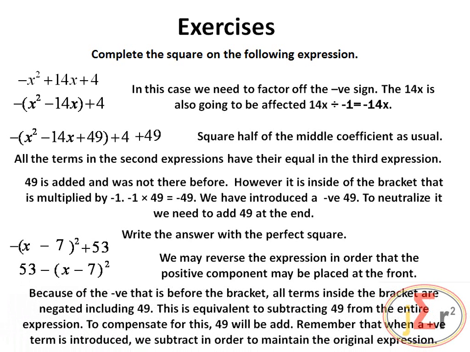Because of the negative that is before the bracket, all terms in the bracket are negated, including the 49. This is equivalent to subtracting 49 from the entire expression. To compensate for this, 49 will be added. Remember that when a positive term is introduced, we subtract in order to maintain the original expression. So now that we have a negative term introduced, we need to add in order to get our original expression.